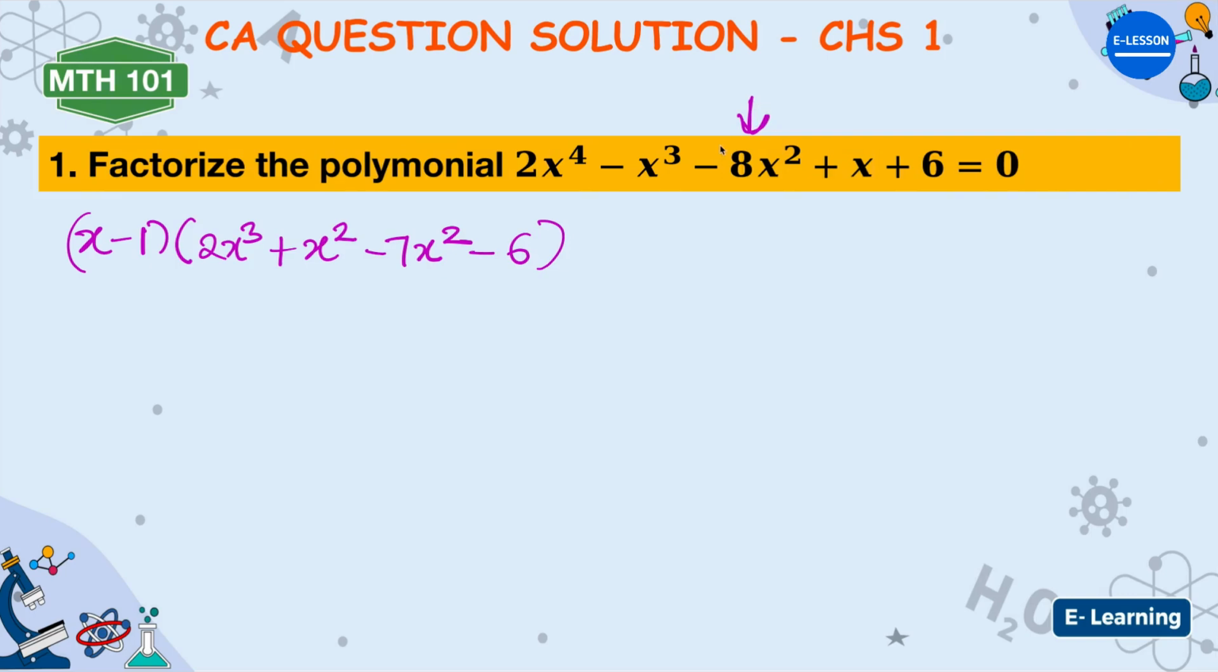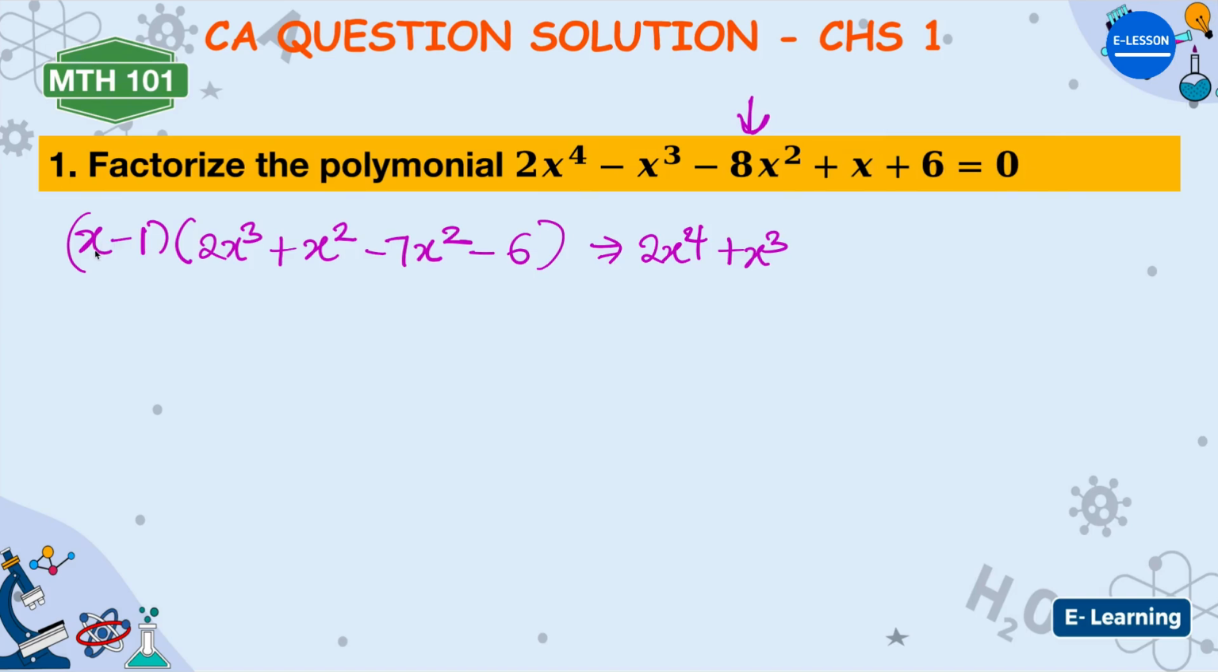Can you just try it? Maybe you can try it later. Can we try it? Let me just try it first. I want to see something. x times this gives us what? 2x to the power of what? 4. x times this gives us x to the power of what? 3. Are you getting it?